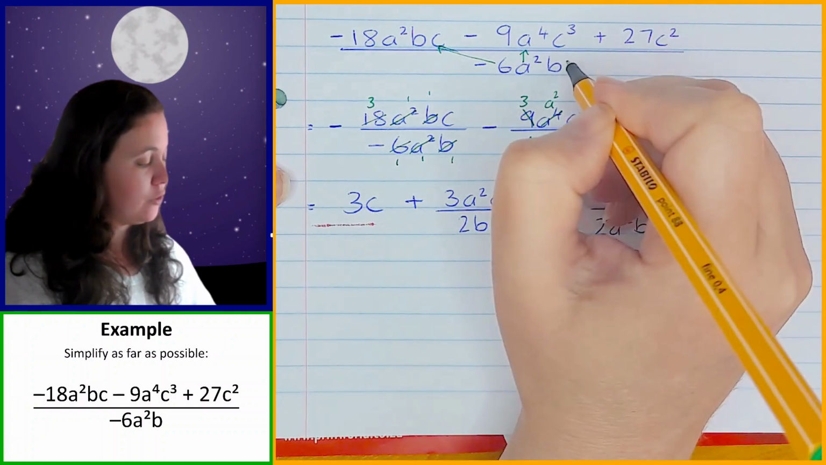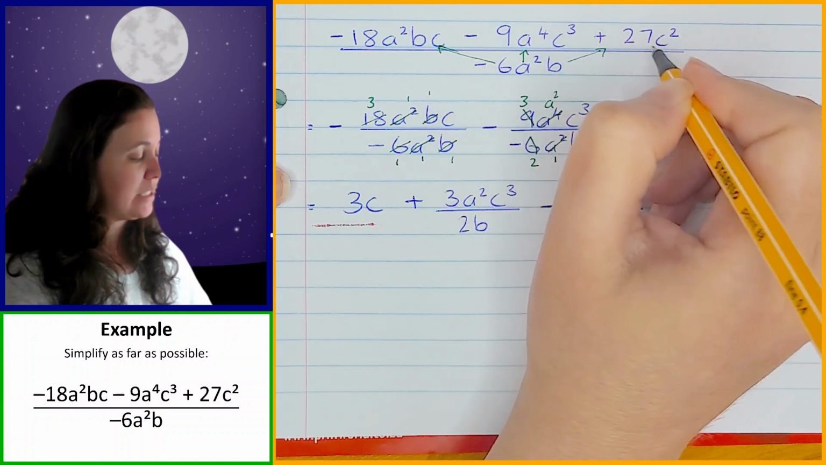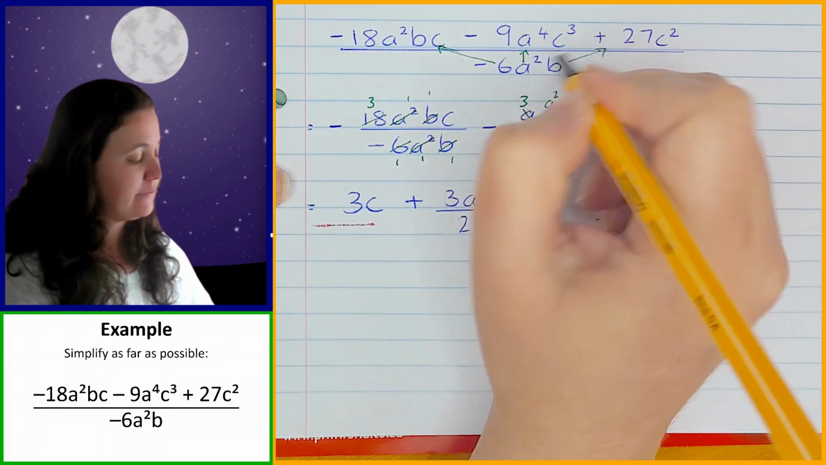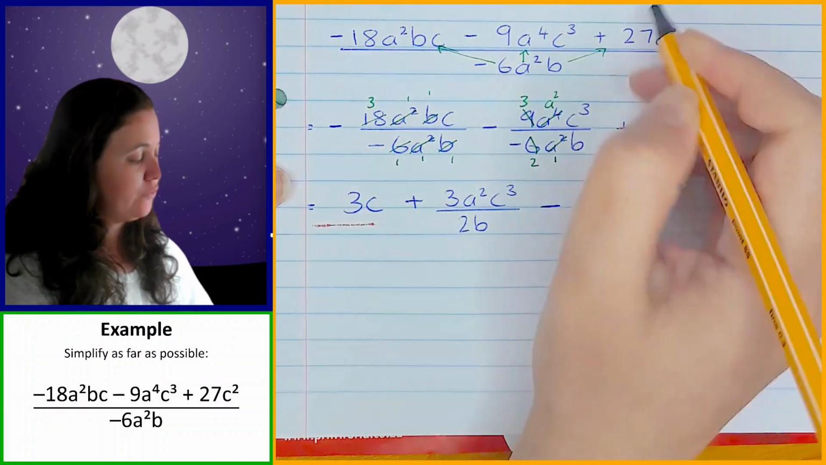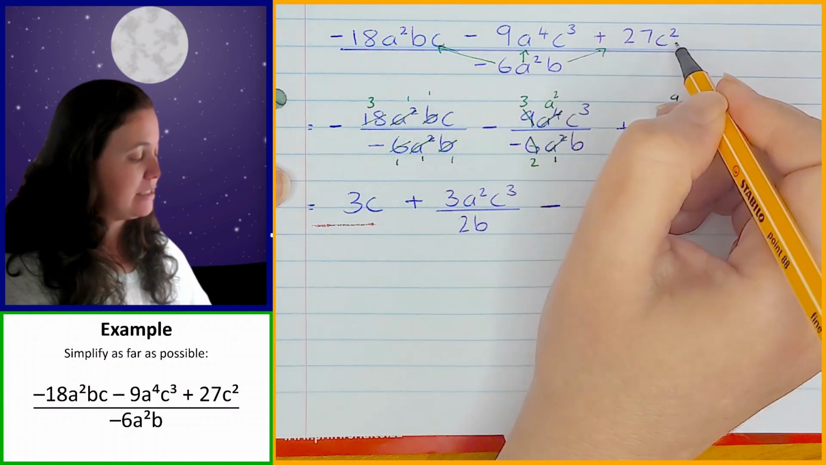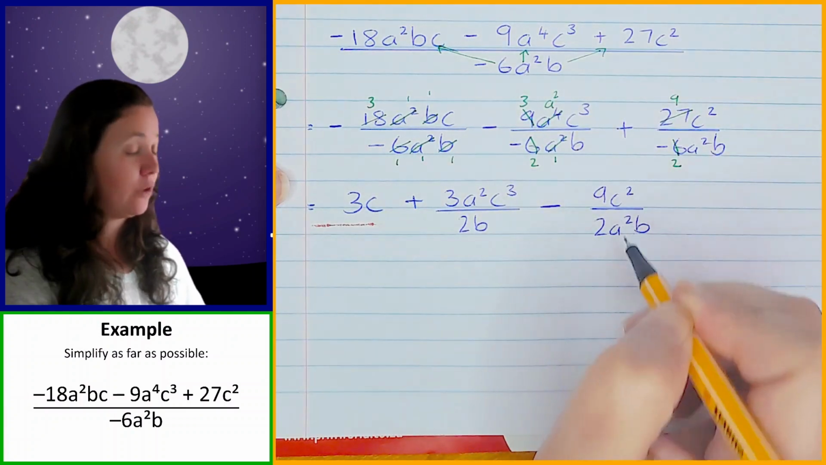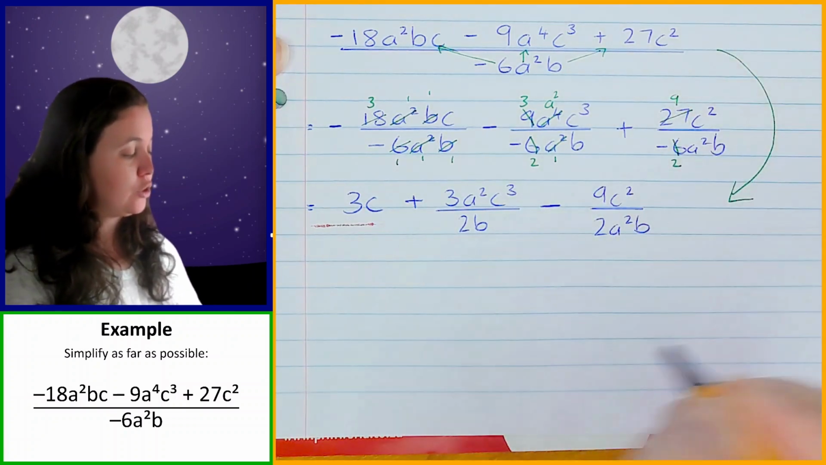And then the same thing I can do over here, dividing the negative 6a squared b into the 27c squared. That's a positive divided by negative is negative. Then 27 over 6, that gives me 9 over 2 if I cancel and simplify those. And then I've got my a squared, my b, and my c squared. None of those can cancel, so they stay as they are. So you can go straight from here to there.